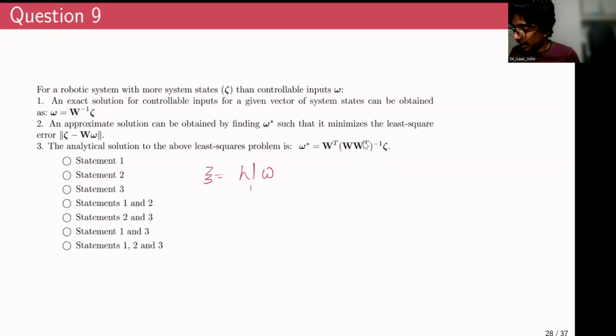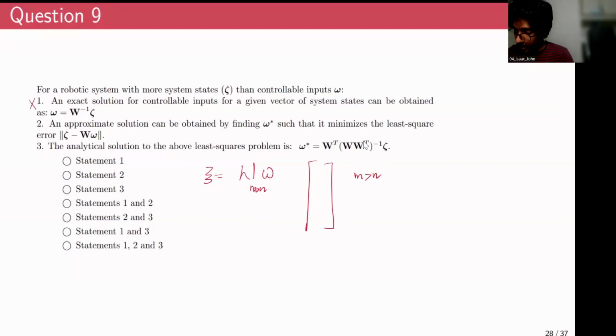So our m by n W matrix would be a tall matrix, right? Where m is greater than n. So when m is greater than n, obviously you cannot take the regular inverse, because it's not a square matrix. So the statement 1 is actually false.